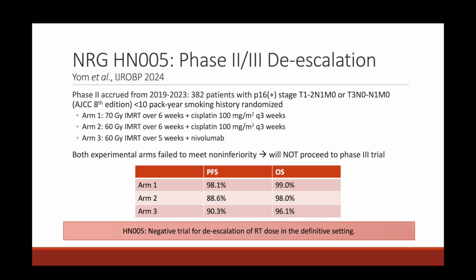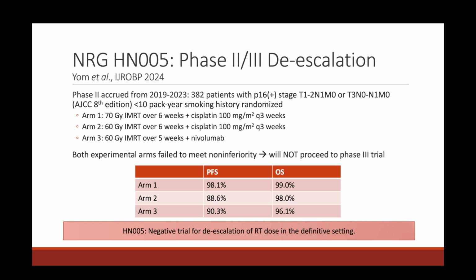Unfortunately, both of the experimental arms failed to meet the pre-specified endpoints for non-inferiority, and so they were not selected to proceed to a phase 3 trial. If you take a look at the progression-free survival, 98% in the first arm, the control arm, versus 89% with 60 gray and cisplatin, and 90% with 60 gray and nivolumab. So you can see a 10% improvement in the progression-free survival with the control arm.